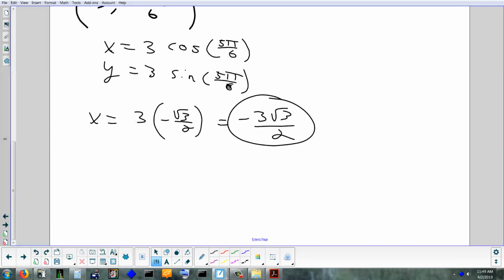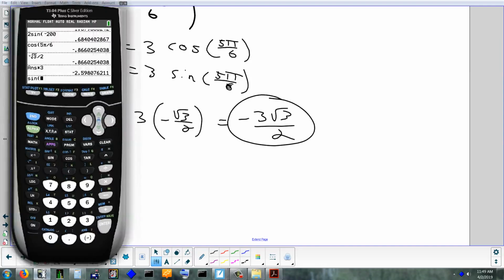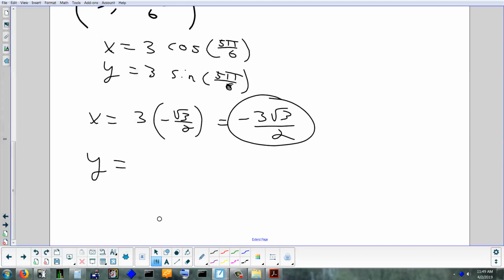Now, when you're dealing with an angle that's a multiple of 30, if one of them comes out kind of messy with the square root, usually the other one doesn't. So let's do the sine of 5 pi over 6. That one is a half. So we have 3 times a half, which is 3 halves. Or you could do 1.5.